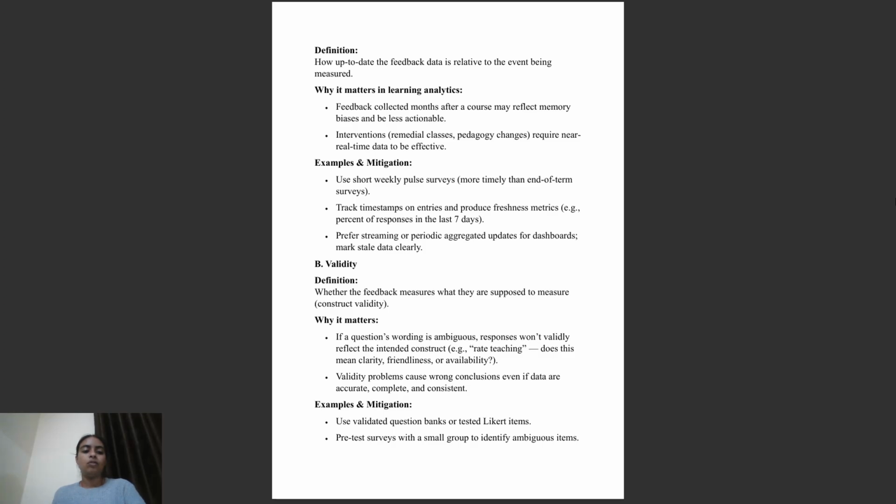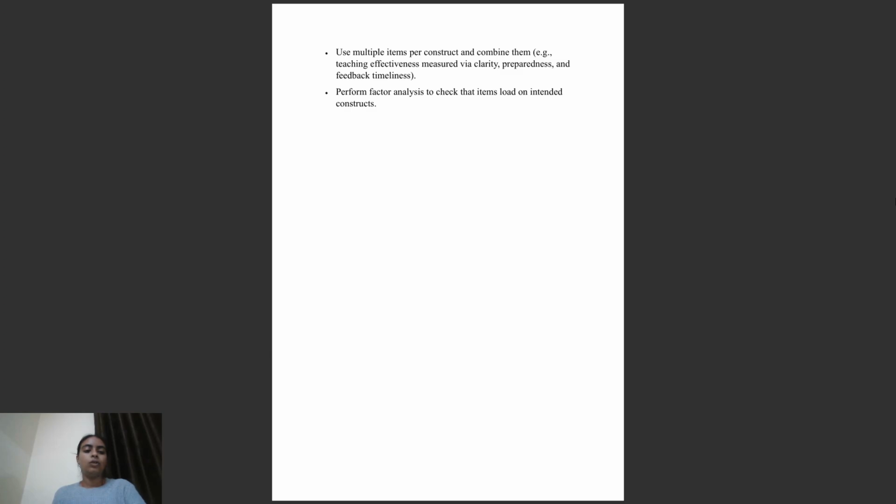How to ensure validity? Use well-tested and standardized questions, question banks, and a pre-test survey with a small group to detect confusing questions. Use multiple items to measure a single concept, such as clarity, preparedness, and punctuality for teaching effectiveness. Use factor analysis to ensure the questions relate to the correct construct. Validity ensures that the feedback data truly reflects what it intends to measure.